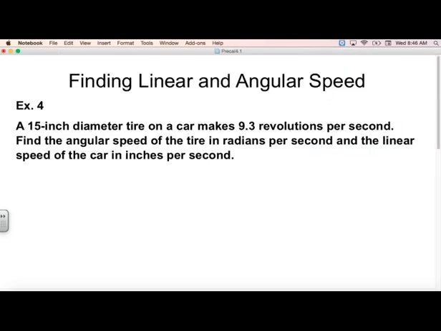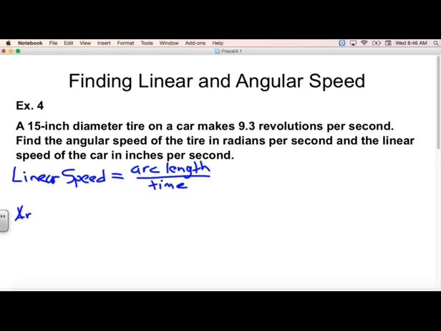All right, so now let's look at finding linear and angular speed. The formulas for each of these are pretty simple. Linear speed is, when you think of speed, that's what we're talking about. Linear speed is just distance over time. So for the example of a circle, it's going to be the arc length over time. So think about the distance that your tire moves along the ground.